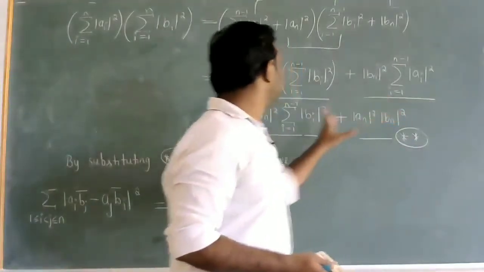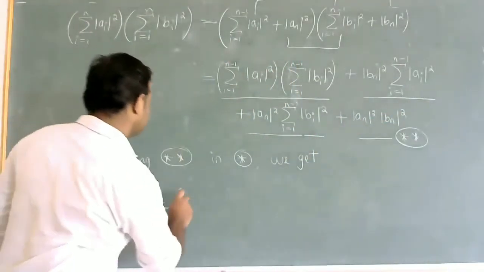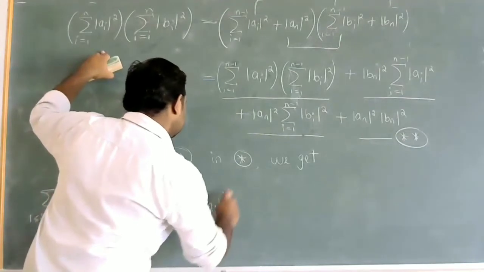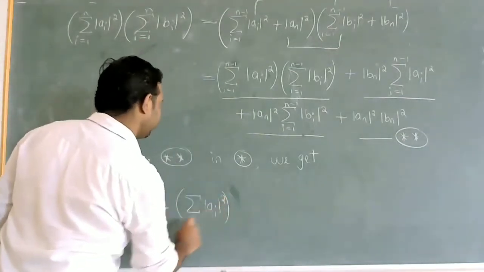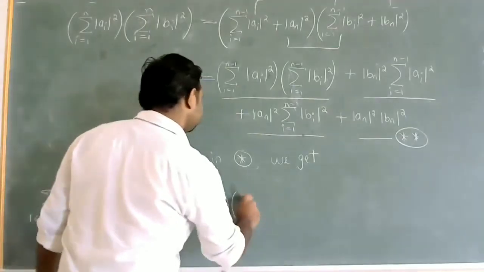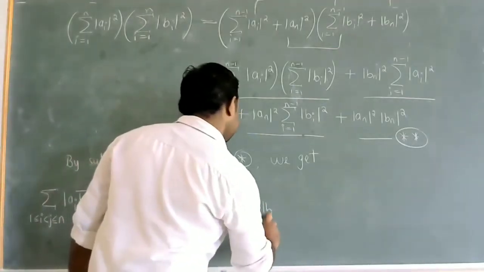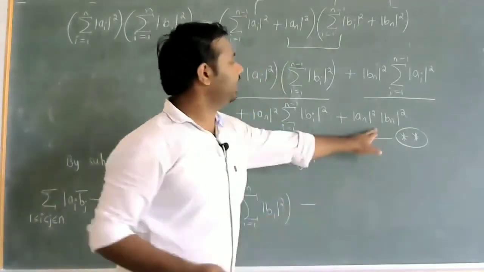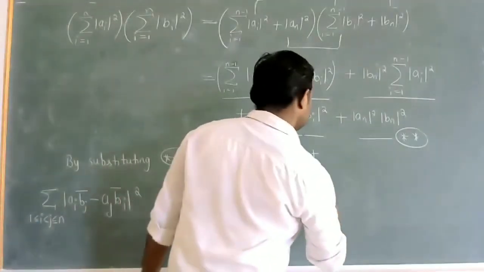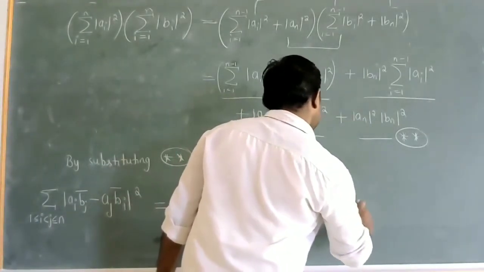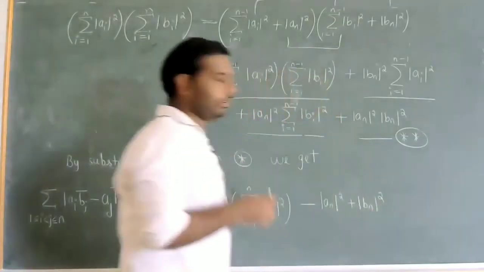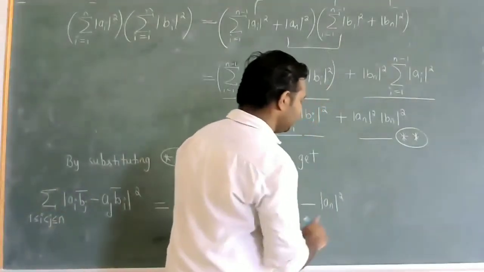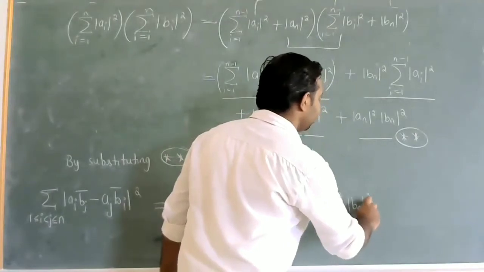So these three terms can be replaced by this term, that is, modulus ai whole square, i running from 1 to n, into summation modulus bi whole square, i running from 1 to n, minus... take this to the left hand side. So minus modulus of an whole square plus modulus of bn whole square. Now write the remaining terms. Sorry, this is modulus of an whole square into modulus of bn whole square.